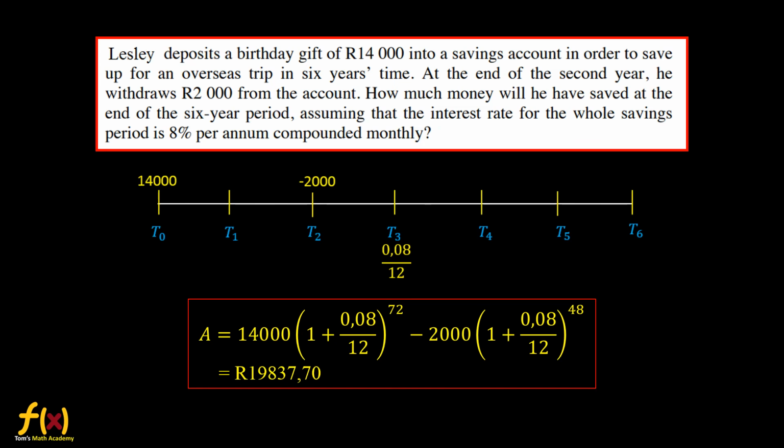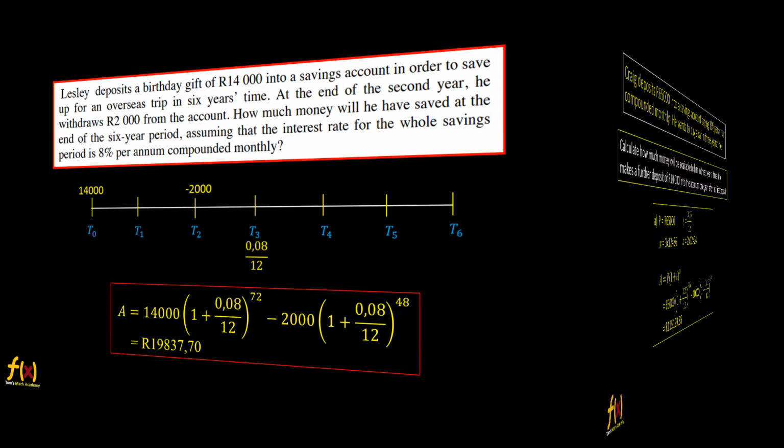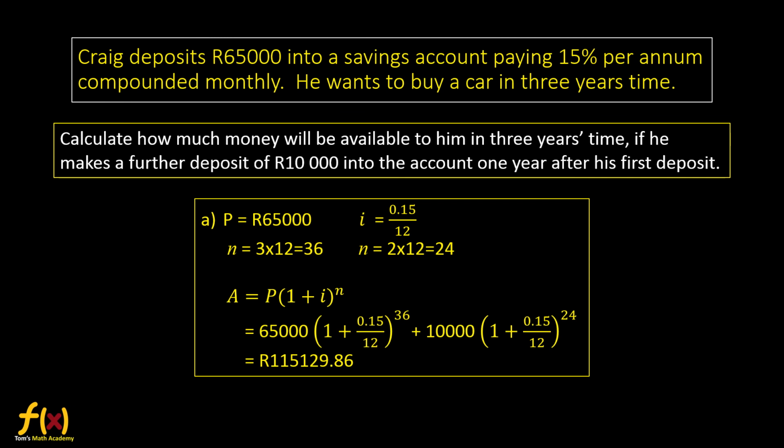Craig deposits 65,000. Then a further deposit of 10,000 after 1 year. So 65,000 goes, and then another 10,000, you calculate for that.